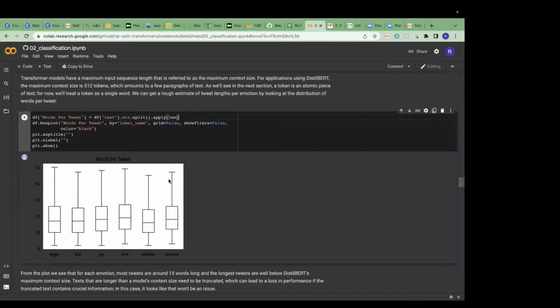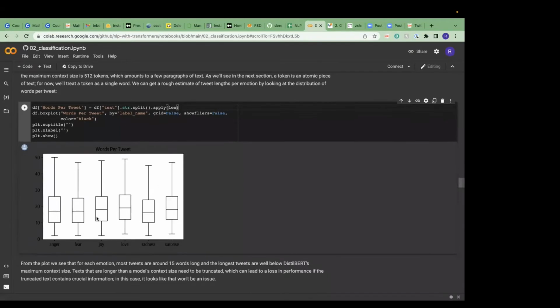One way of checking that the padding is not going to be an issue is to look at the length of the tweets and make sure that the distribution of lengths of the tweets is the same distribution for each emotion.